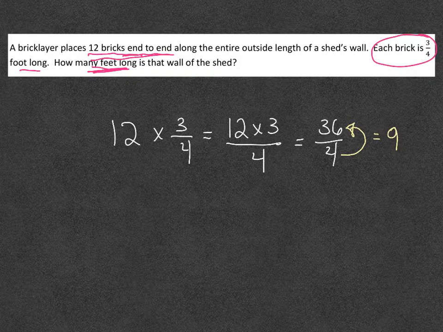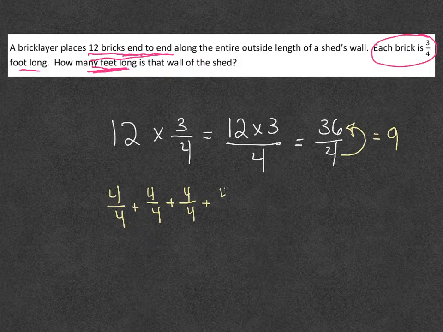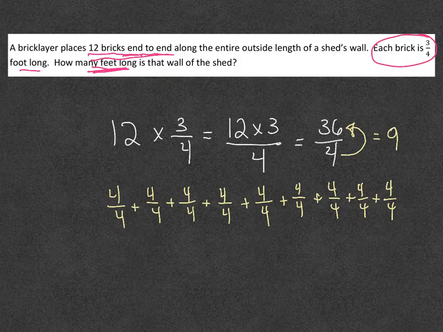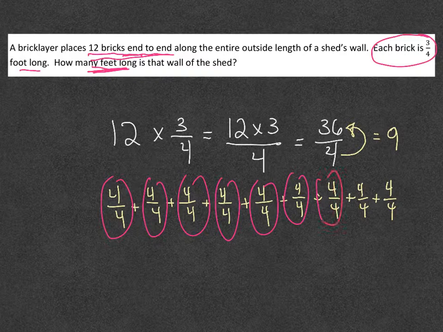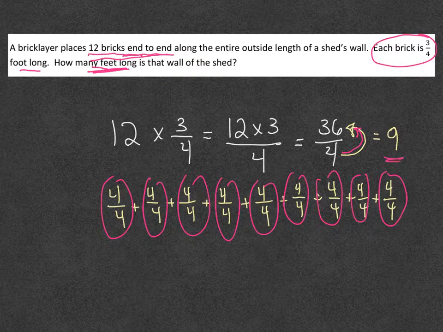Or we could do it this way and say, all right, we got 4/4 plus 4/4 gives us 8/4. That's 12/4. That's 16/4. Just to save time, that's how many 4/4 are in 36/4. So there were 9 wholes in 36/4, which we could have just simply divided. And how many times does 4 go into 36? 9 times.